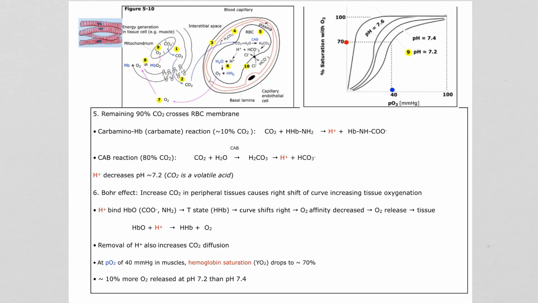Note from the oxygen dissociation curve that at a PO2 of 40 millimeters mercury, right here, if we extrapolate the curve to pH 7.2, the oxygen saturation is about 70 to 80%, which means in the muscles, only about 70 to 80% of the hemoglobin has oxygen bound to it.